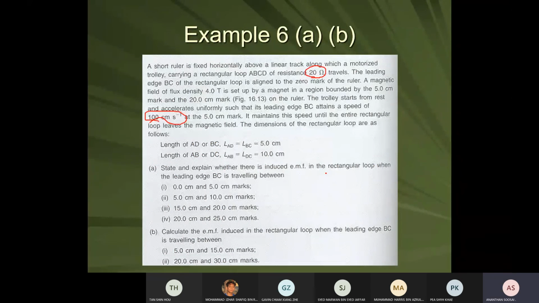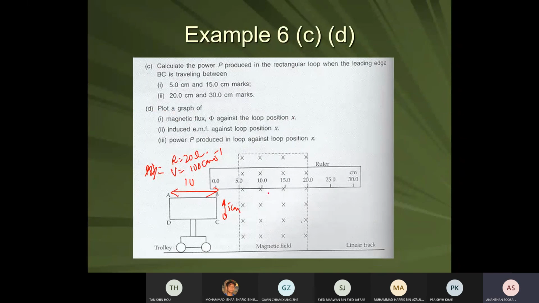State and explain if there is an EMF induced in the rectangular loop when it moves from 0 to 5, when BC is traveling between 0 to 5. Okay, when BC travels 0 to 5, is there any EMF induced? BC is approaching the 5 centimeter mark here. Is there any EMF induced? No. Why? What's the reason? It's not cutting the magnetic field. Or you can say there are no changes in magnetic flux experienced by the coil.